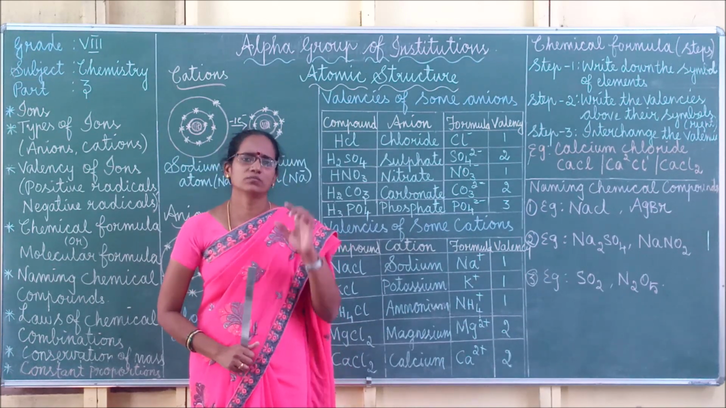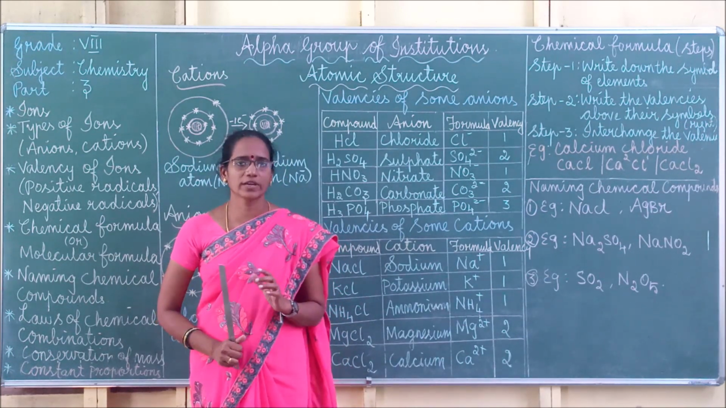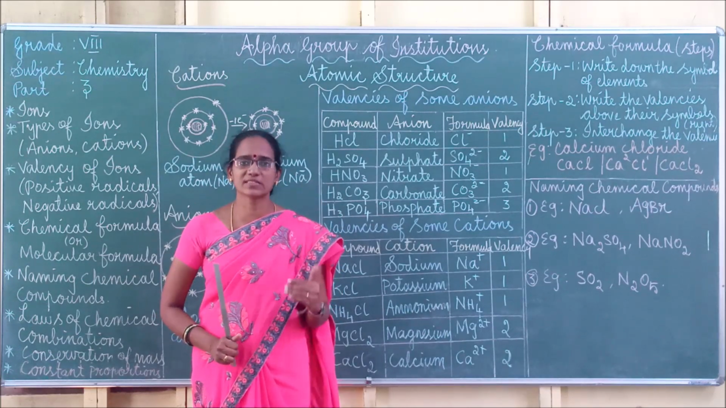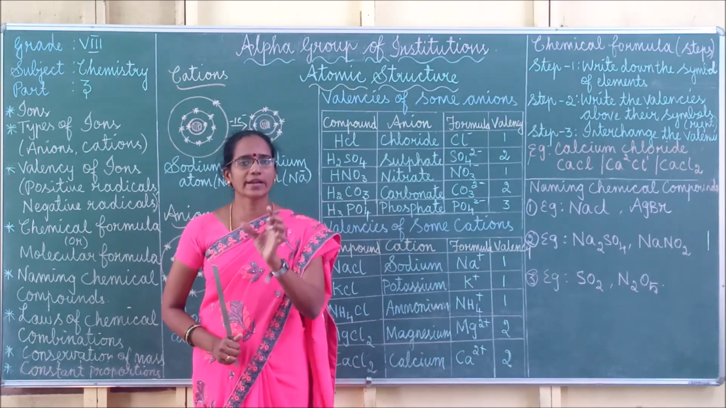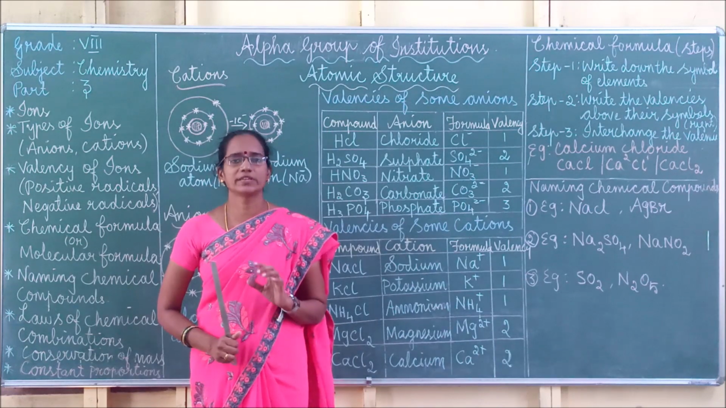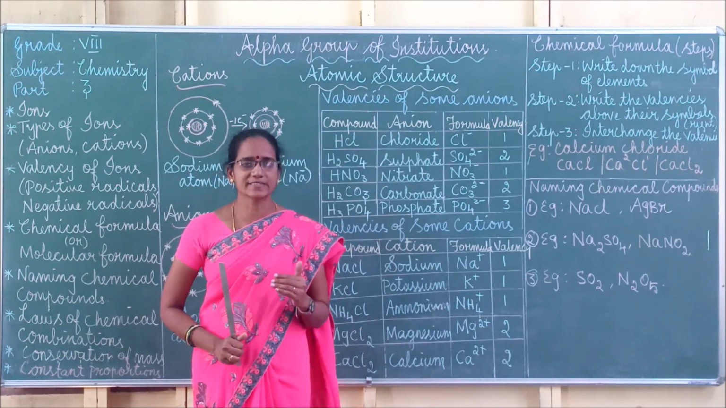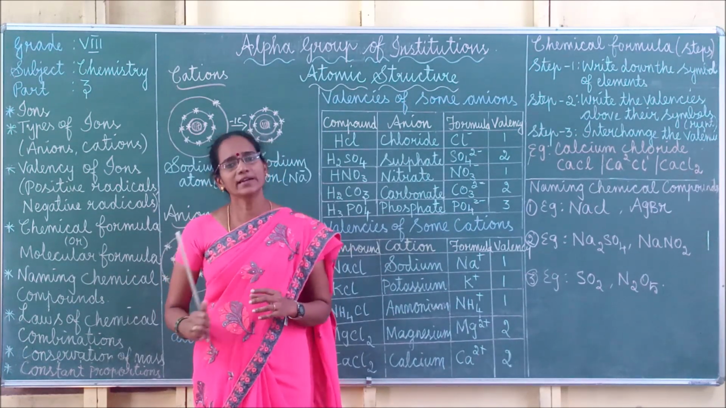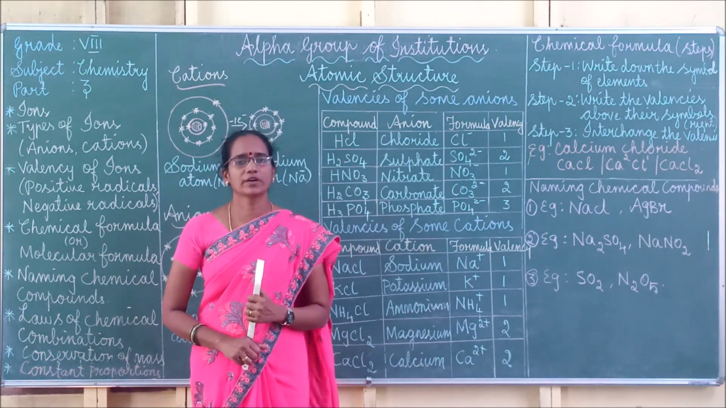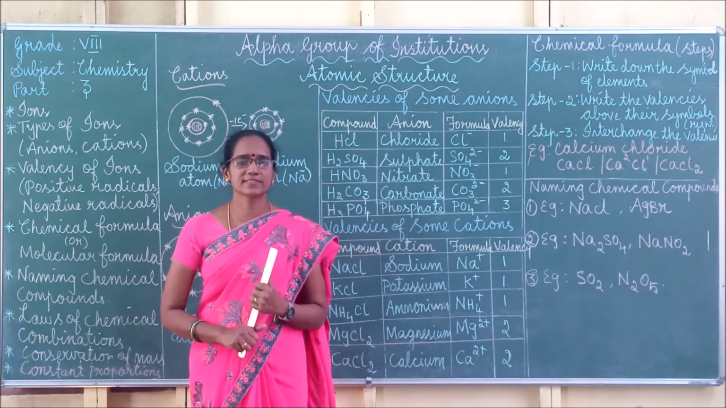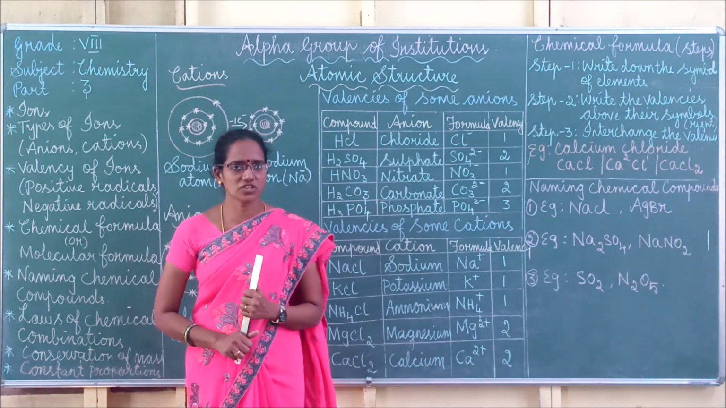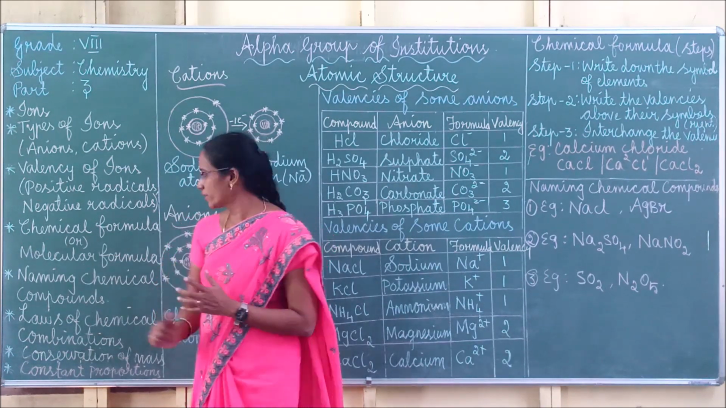In your book, some activities are given. Some elements are given, and you have to write the chemical formula for those elements based on the valency and symbol. That activity we will do in our classroom as a classroom activity. Right, children? Good. Shall we move to the next one?